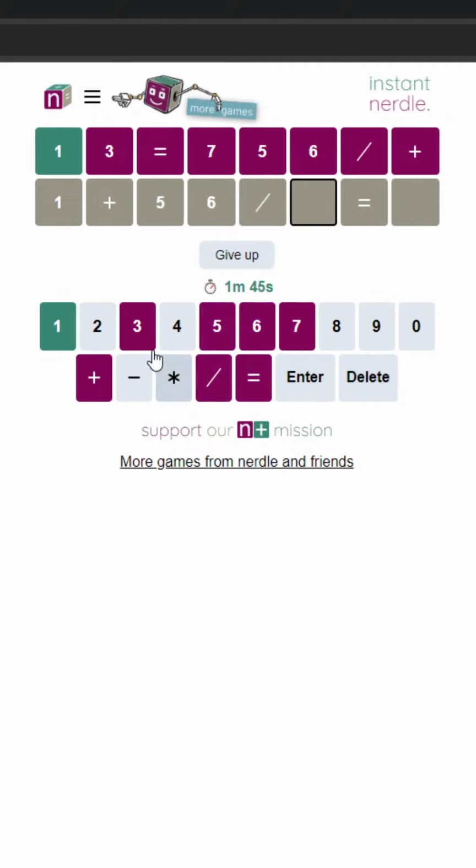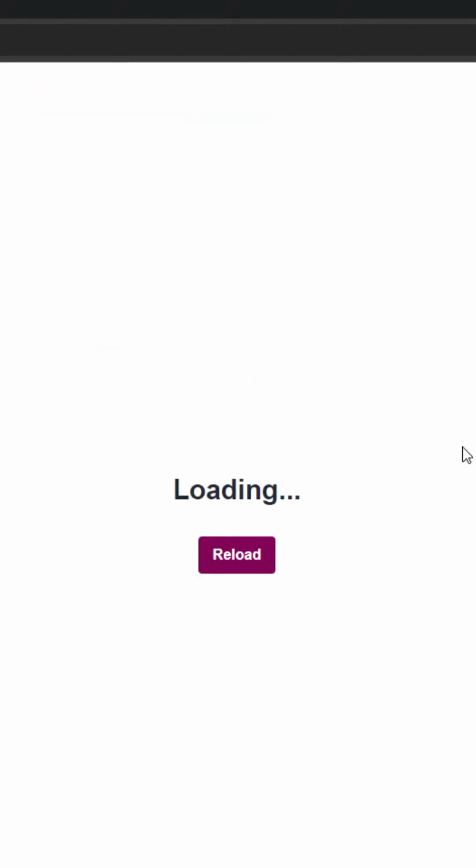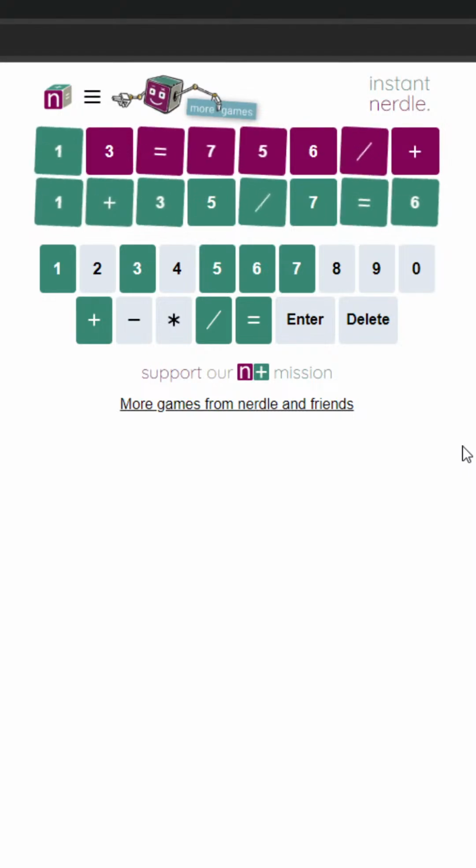56 divided by 3? 56 divided by 3 does not exist. 57 divided by 3 does exist. 57 divided by 3 is like 19 though. 57 does not divide by 6. What about 70? No, that's way too high. What about 70? 35 divided by 7 is 5. Plus 1 is 6. Let's go. Another one done.